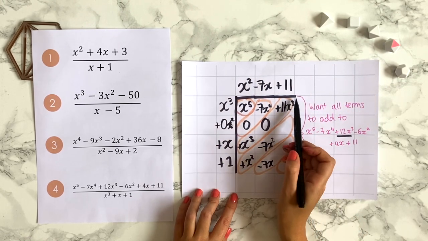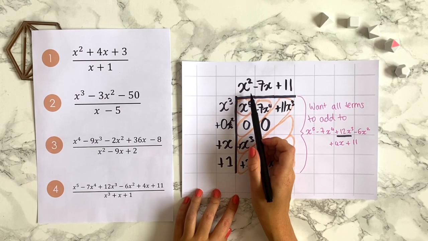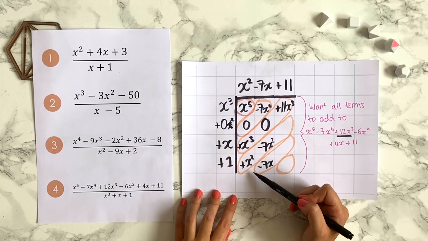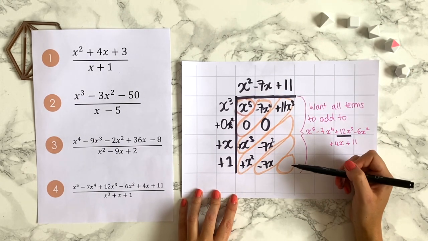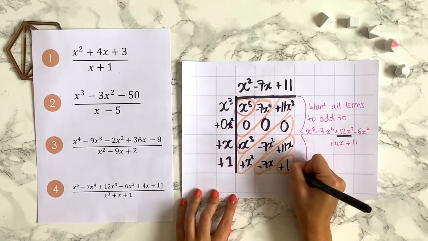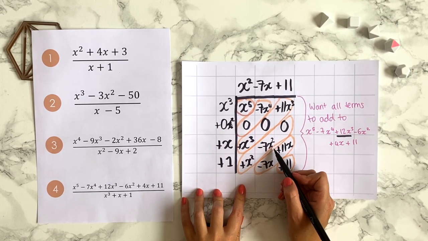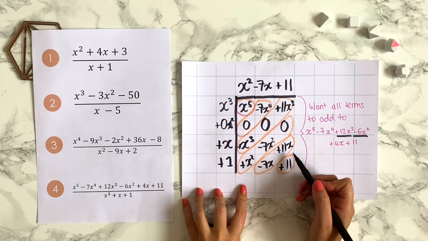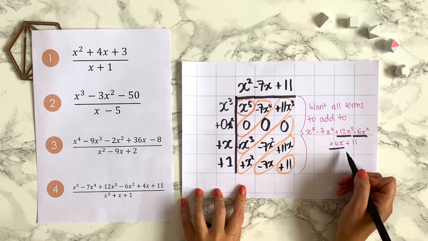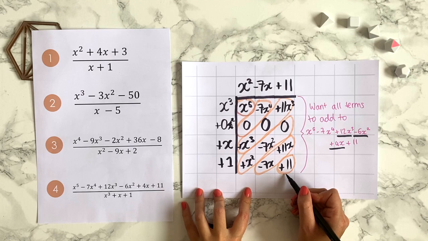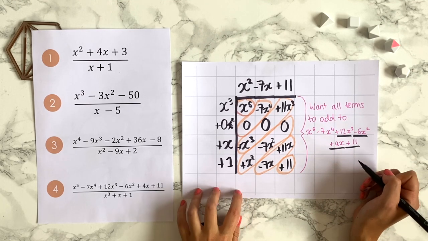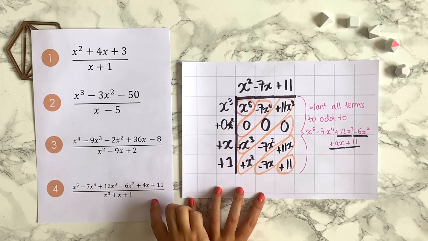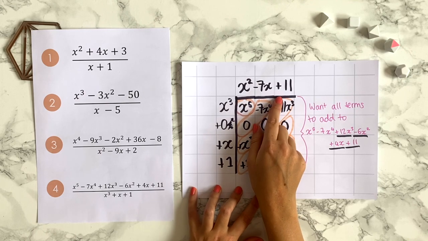So we've already got our answer, we've filled out the top line, so the answer is x squared minus 7x plus 11. But let's just quickly double check that we're correct. So we can fill in this column now. So plus x squared minus 7x squared is minus 6x squared, which is what we wanted. Minus 7x plus 11x is plus 4x, which is what we wanted. And finally, we end up with plus 11 at the end, like we wanted as well. So that's just a check that we are correct. So the answer to this big scary division is x squared minus 7x plus 11.